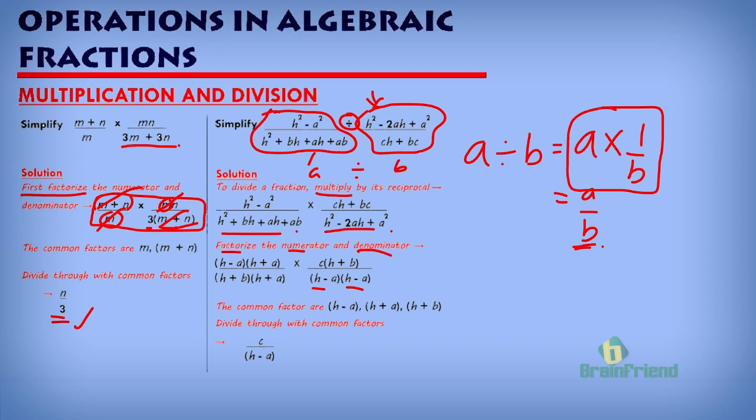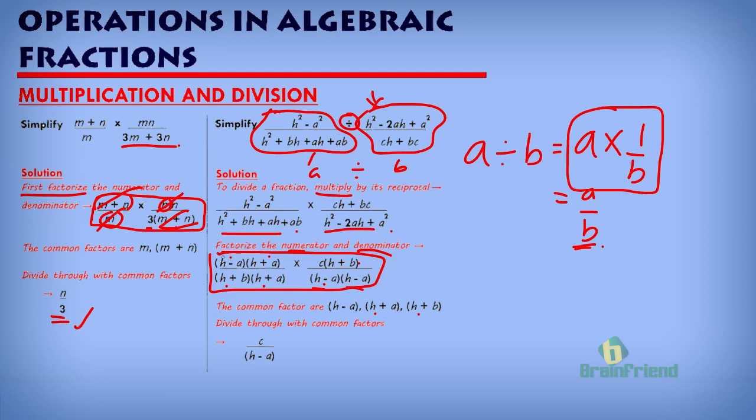Now we have common factors. If we take a look at our expression here, h minus a is common. We have it in the numerator, we have it in the denominator. H plus a is also common. We have that in the numerator, and we also have that in the denominator. And h plus b is also common. We have that in the numerator here, and we also have that in our denominator. So we cancel out every common factor, and we'll see what we have left.